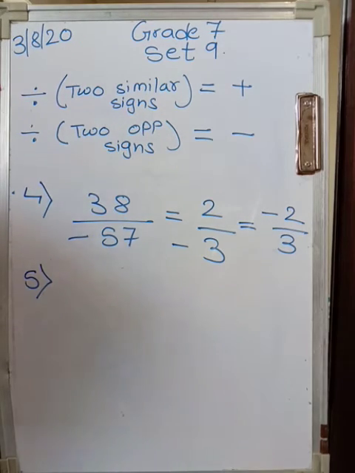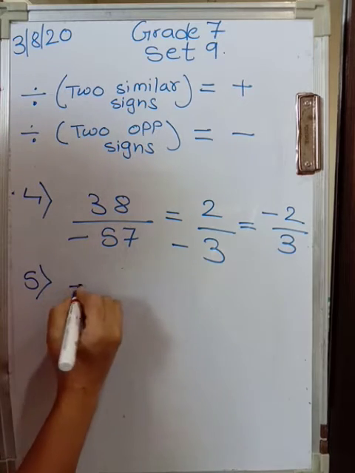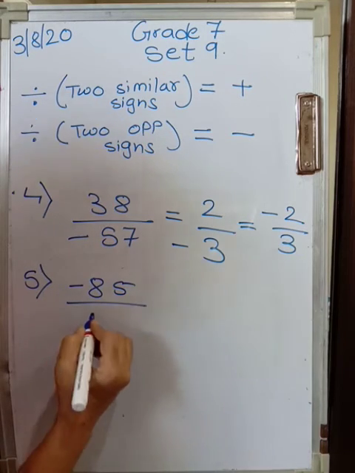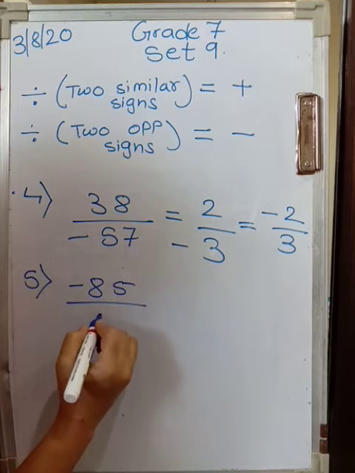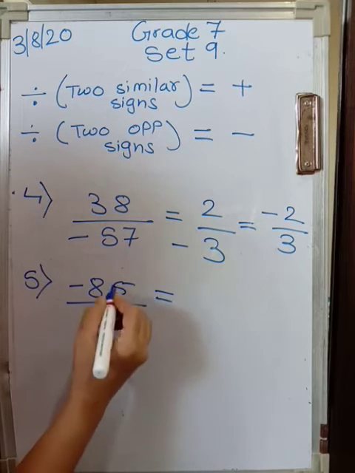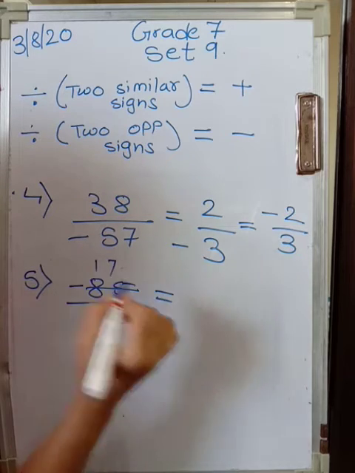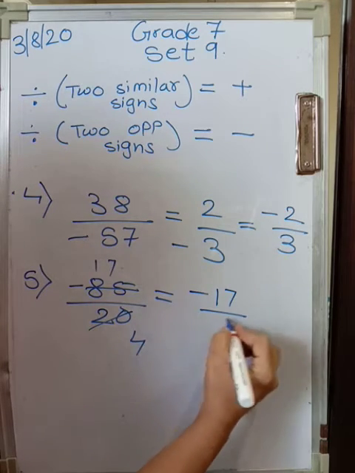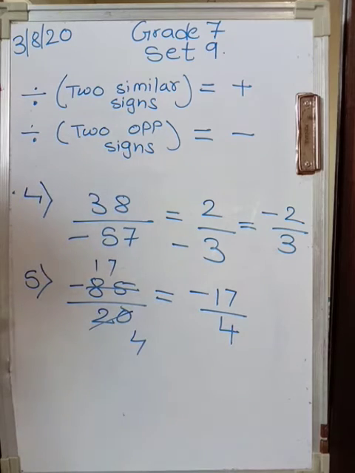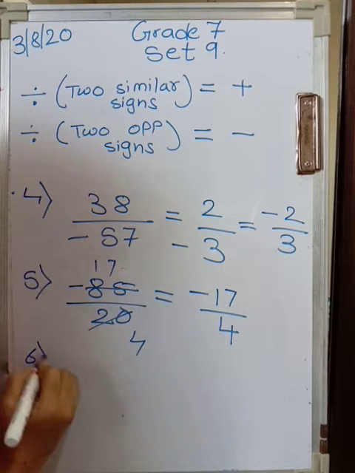Then the fifth problem we'll see quickly. The fifth one is minus 85 divided by 20. Minus 85 divided by 20. Okay. So in 5's table it is going, 5 fours are 20, 5 ones are 5 and 17s are 85. So this is minus 17 upon 4.